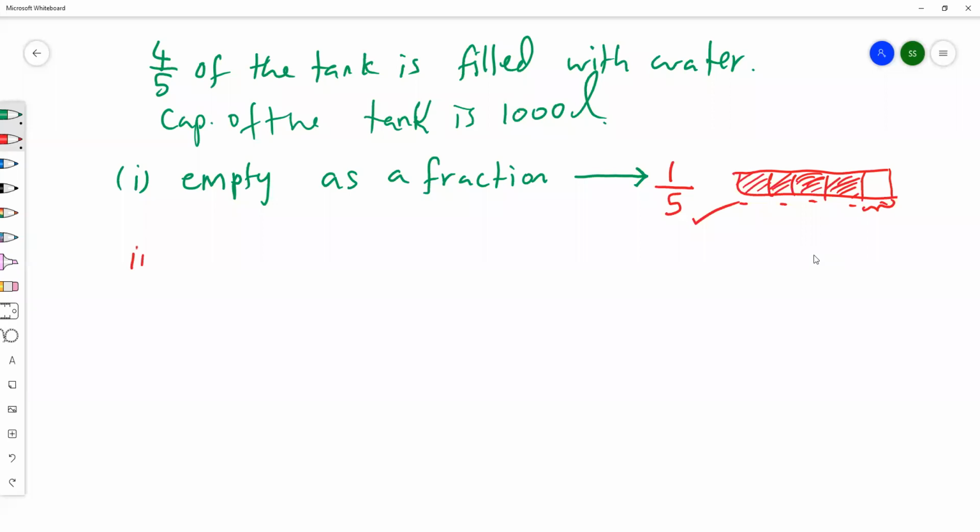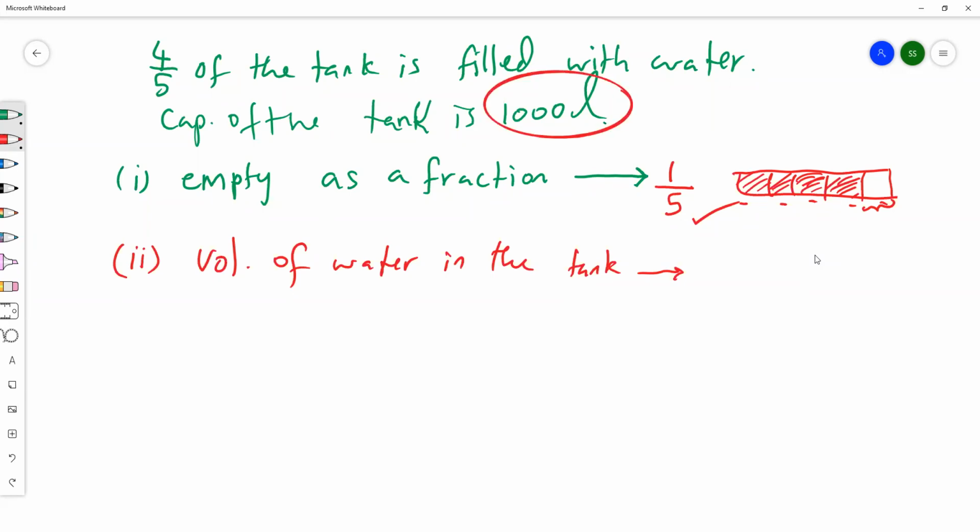Second one, find the volume of the water in the tank. Is the tank completely filled? If it is completely filled, the volume and the capacity are equal, that is equal to 1000 liters. Is it completely filled? No. Only 4 portions are filled. So 4 over 5 of means multiplication.